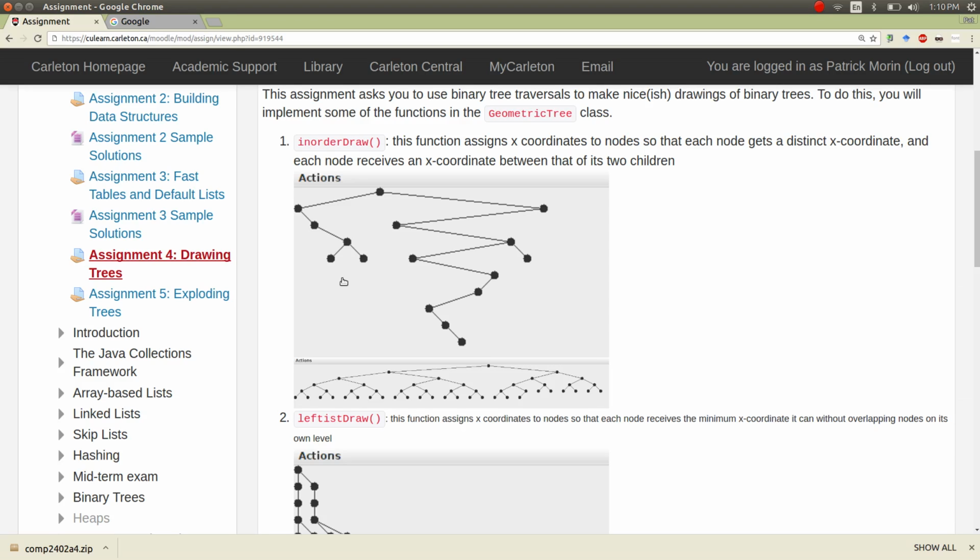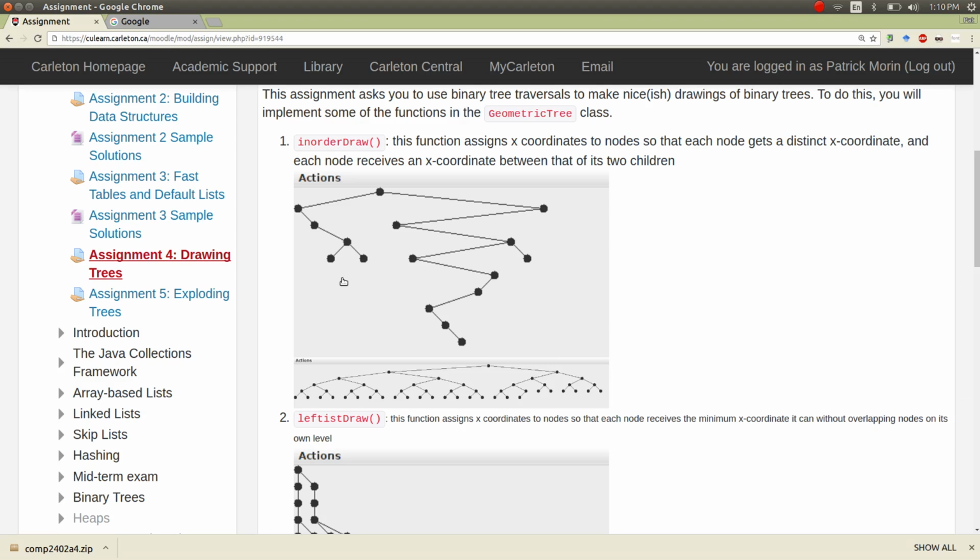So you don't have to worry about the user interface or making these pictures or anything. That's all done for you. All you have to do is write 3 functions that assign x and y coordinates to these nodes in a particular way. The first one is called in-order draw. Every tree is a rooted ordered binary tree, so every node has a left child and a right child.